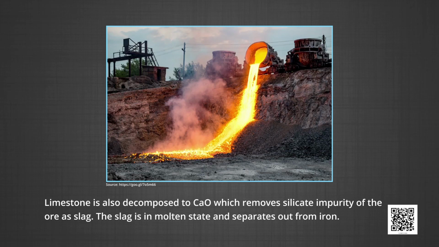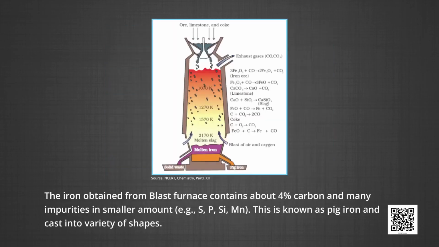The iron obtained from the blast furnace contains about 4% carbon and many impurities in smaller amounts, for example sulfur, phosphorus, silicon and manganese. This iron is known as pig iron and cast into a variety of shapes. Cast iron is different from pig iron and is made by melting pig iron with scrap iron and coke using hot air blast. It has slightly lower carbon content, about 3%, and is extremely hard and brittle.